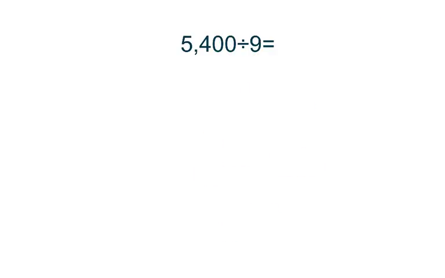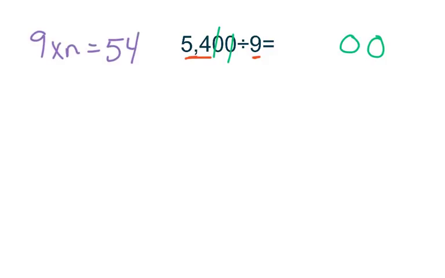Okay, next problem. Go ahead and solve this problem: 5,400 divided by 9. Our basic fact here is our 9 and our 54. We're going to cross out our 2 zeros and place them over here in our quotient. Now we need to divide. How many times does 9 go into 54? We can think of it as 9 times what gives me 54? 9 times 6 gives me 54. So my quotient is 600.